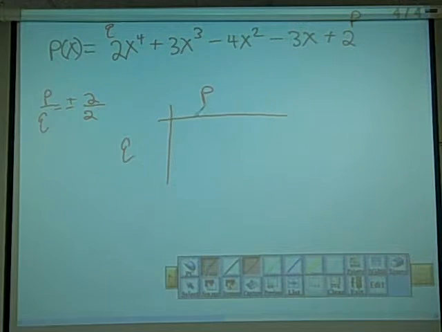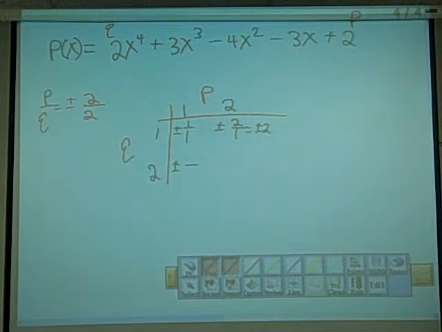Factors of 2 are 1 and 2. And the other factors of 2 are 1 and 2. So we're going to have plus or minus 1 over 1. Plus or minus, again, p is in the numerator, 2 over 1. So that's just going to be plus or minus 2. And then here we're going to have plus or minus 1 over 2, p over q. Okay? And then plus or minus 2 over 2, and so that'll be simplified to plus or minus 1.